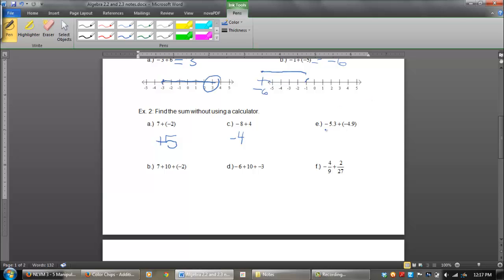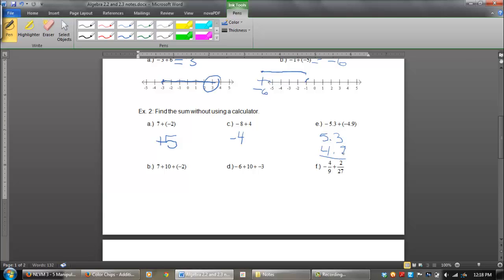Now looking at letter E, notice that both of these numbers are negative. When they have the same sign, you add the numbers, but then you keep the sign. So 5.3 and 4.9 are both negative. So what we're going to do is we're going to add these two numbers. Now we're doing these lessons without calculators. So the way you can add it up with decimals is you can just add it up like this.